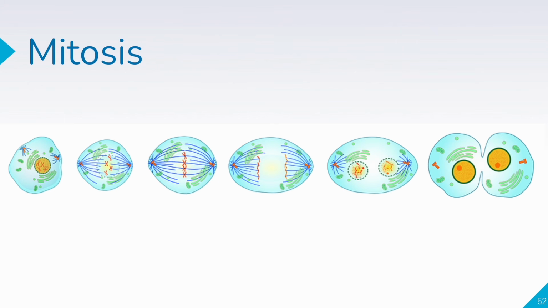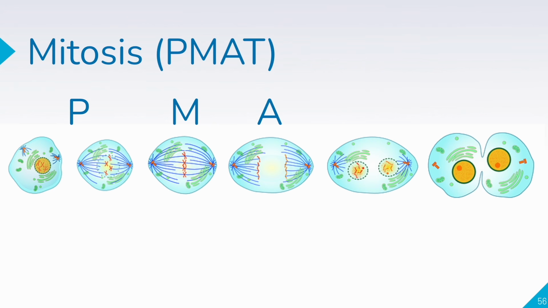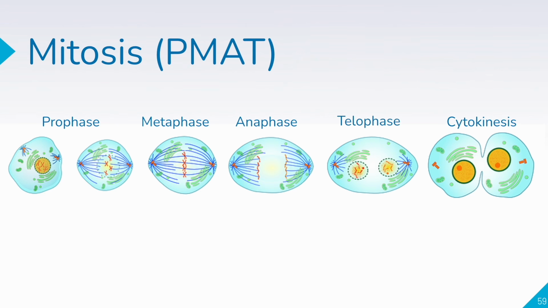One cell can generate two identical daughter cells. You might have learned the phases of mitosis as PMAT, which stands for prophase, metaphase, anaphase, and telophase. And then at the end, there's cytokinesis, where the cytoplasm actually divides. Now in prophase, the nuclear envelope dissolves and the chromosomes condense. They start to move to the middle of the cell. In metaphase, they align along that cellular equator or the center of the cell, and these spindle fibers on opposite ends of the cell come and attach at the centromeres.